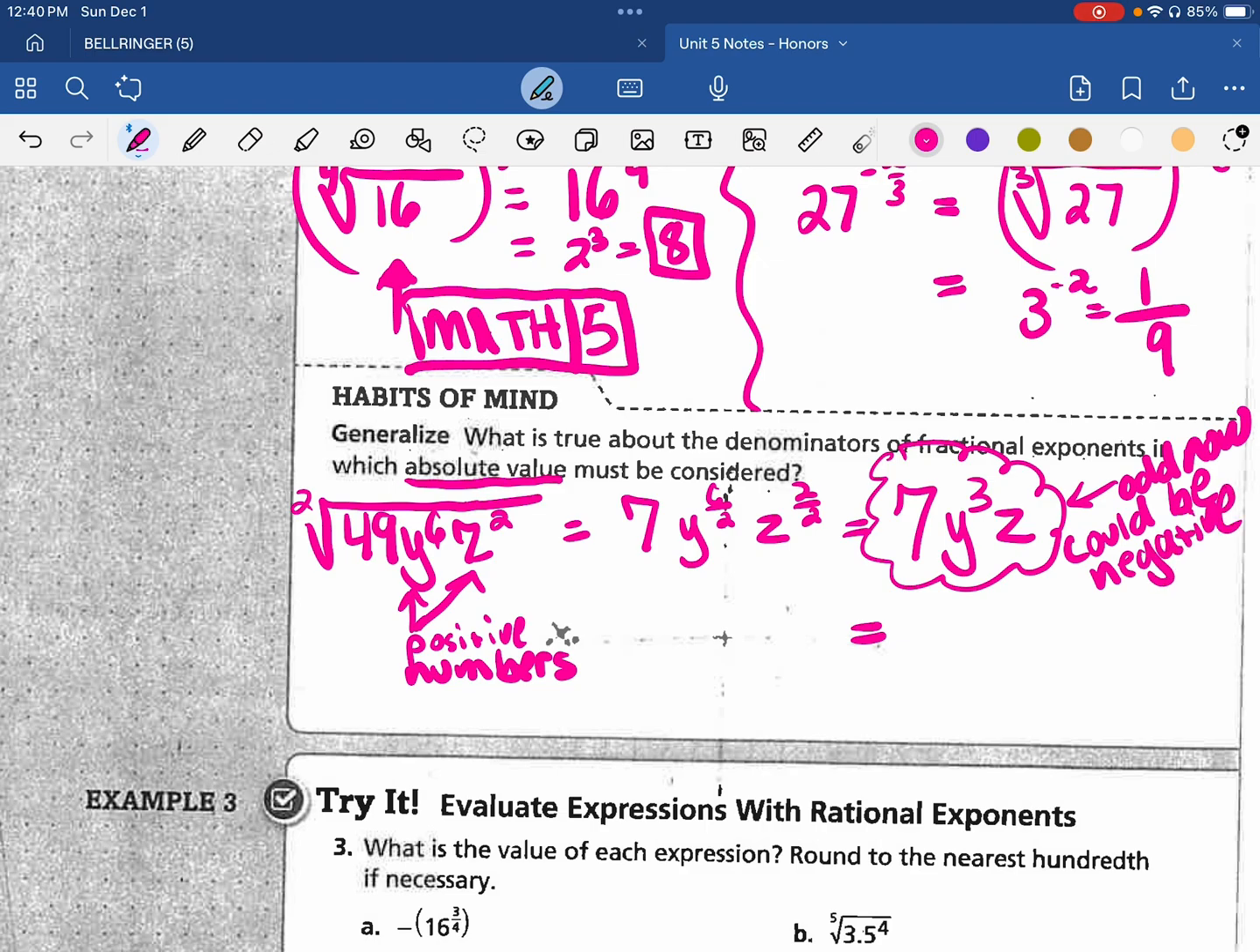This answer would be written as 7 absolute value y to the 3rd z. Anything that changes from even to odd would be put in absolute value bars. From even to odd, use your bars.